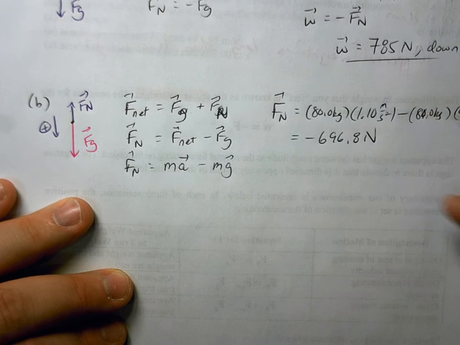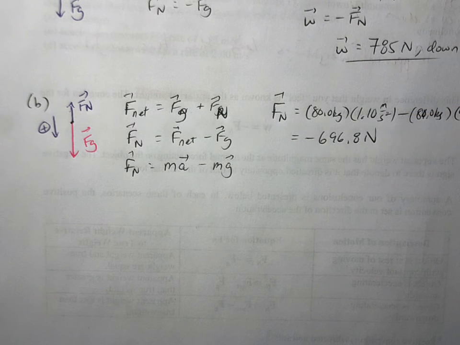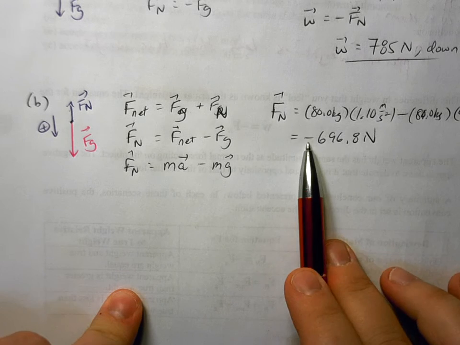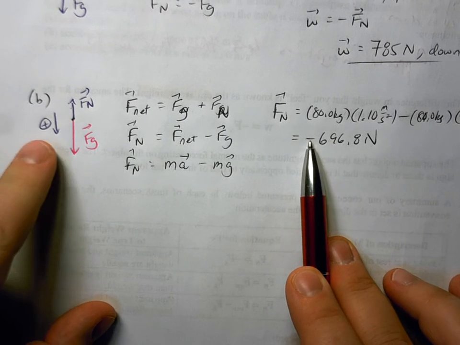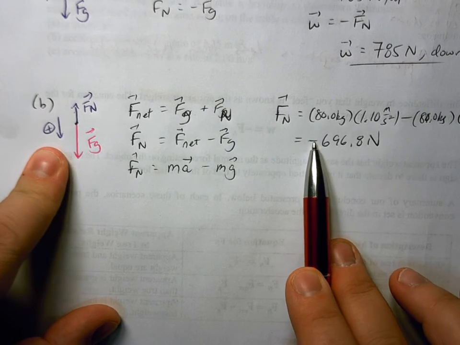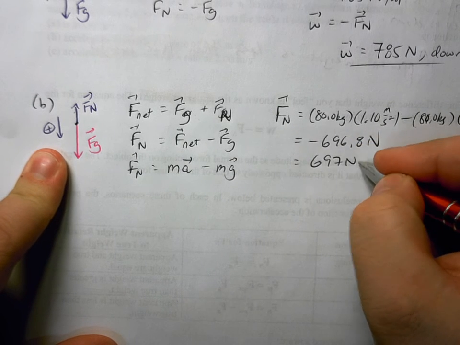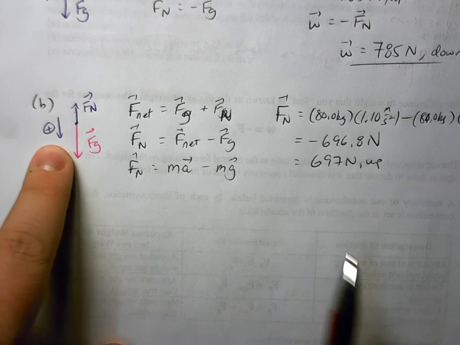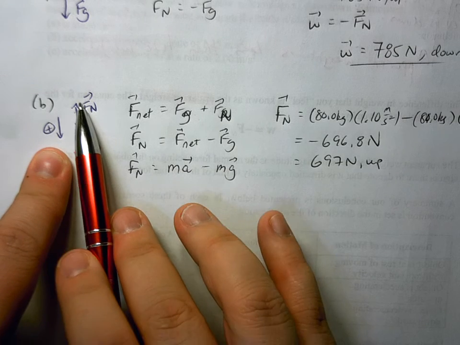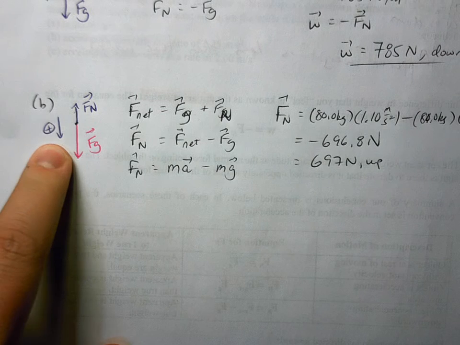So we're going to get about negative 696.8 newtons. The negative is here to tell us the direction. We've called down positive. The negative tells us we're going up. So that's good. We get that. And that's consistent with our free body diagram. Fn is directed up. The sign has told us it's going up.